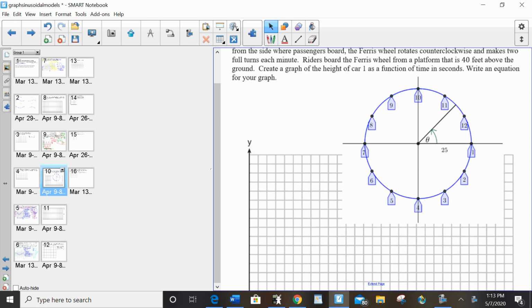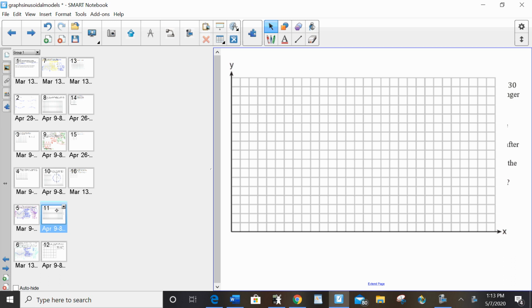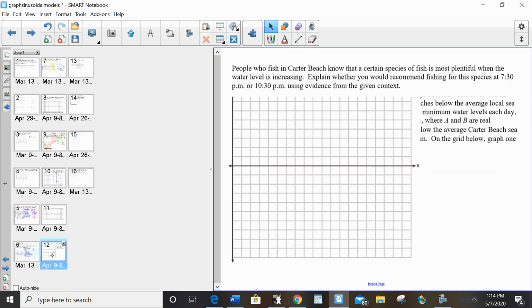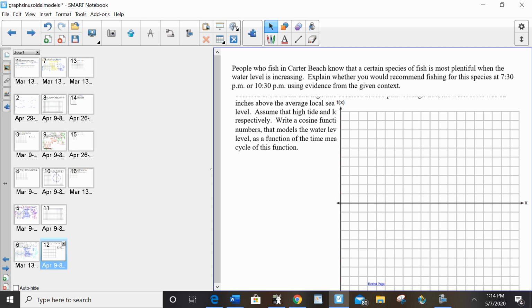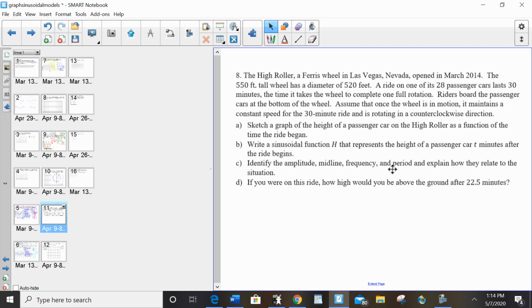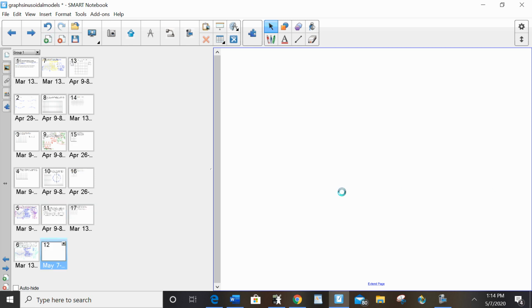Let's see, we did this one. We got another Ferris wheel one. Let's do a Ferris wheel one, and let's do the tides one. And then we're going to call it a day. So let me just create a little more space here.